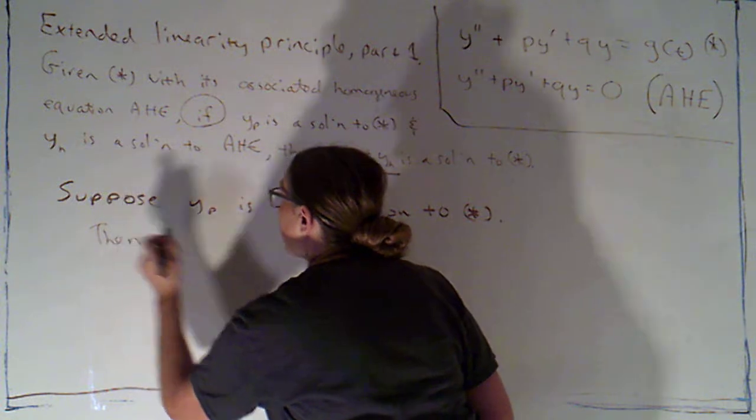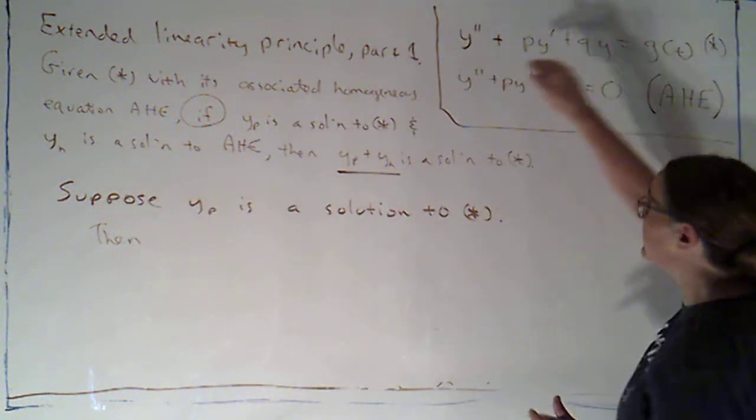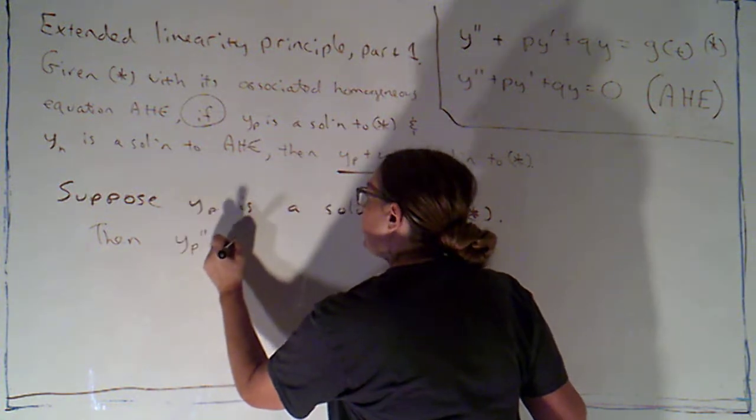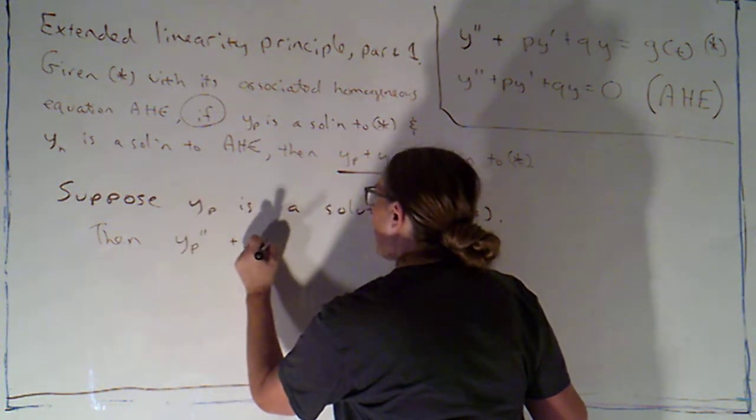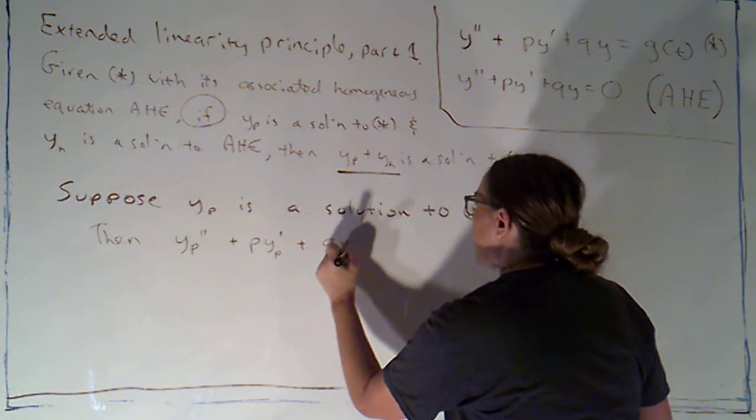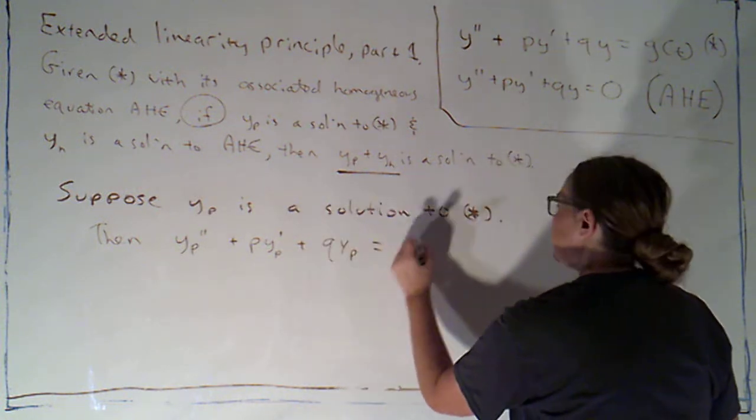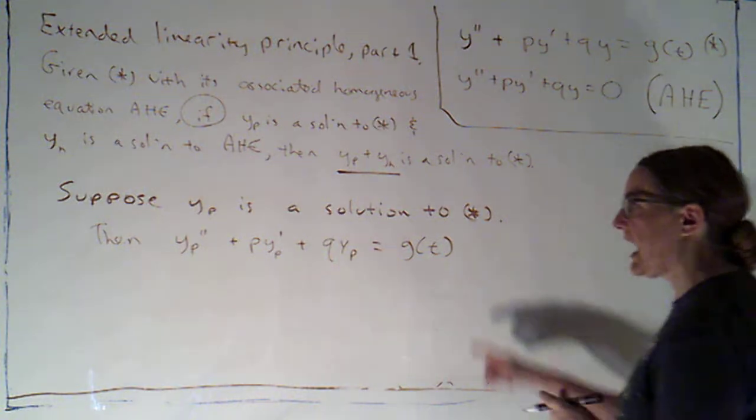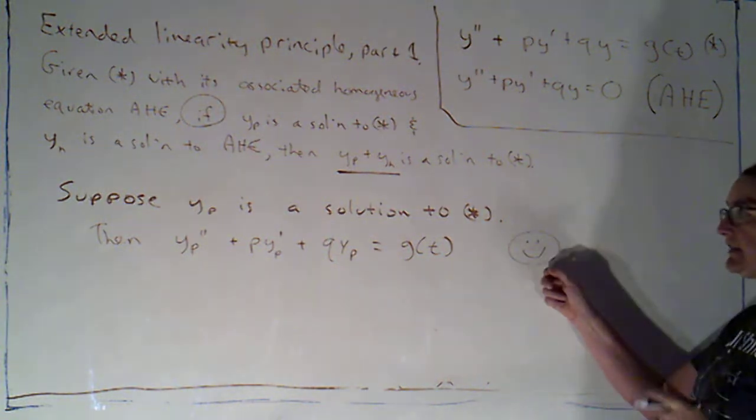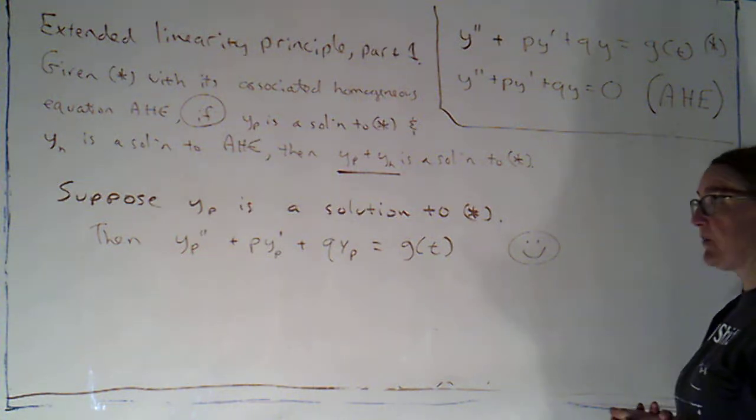And what that means is this. It means that when I plug it in, I get a true equation. So I know that yp double prime plus p yp prime plus q times yp is going to equal g of t. I know that that's true.